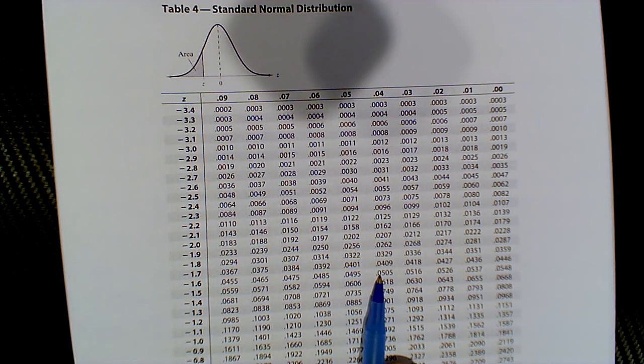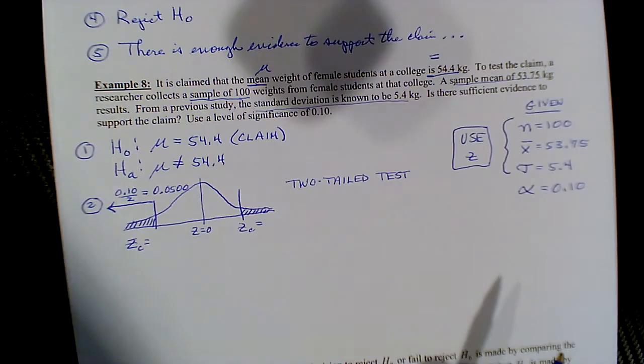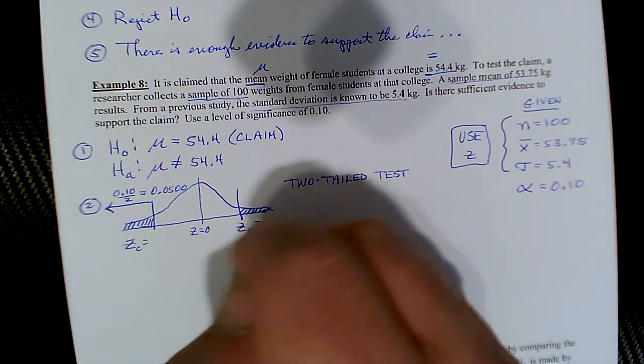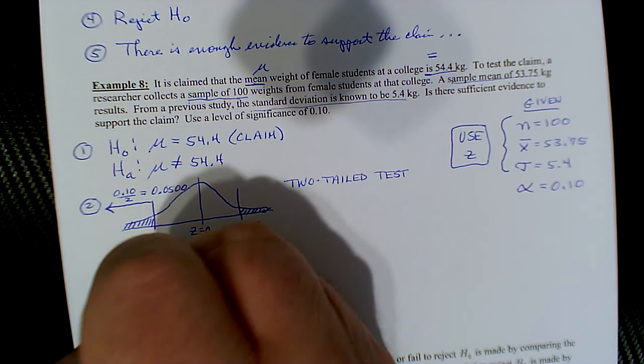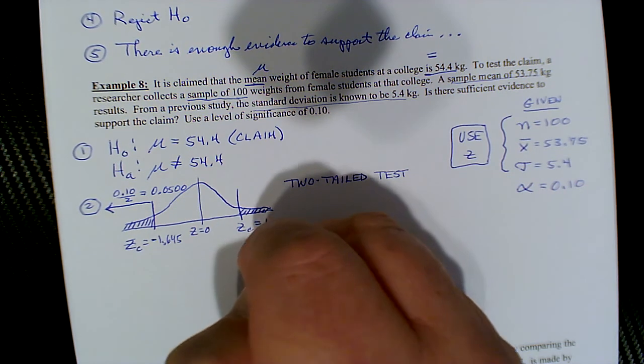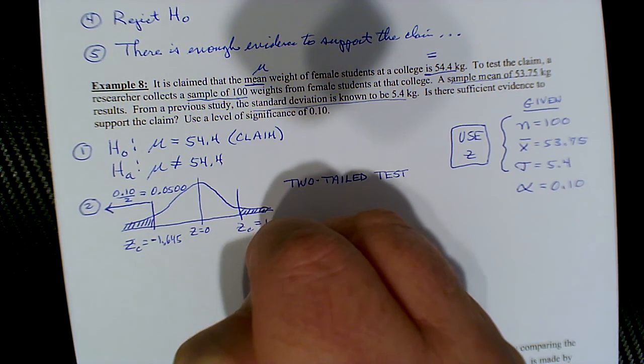So negative for the left and positive for the right. So you could say z sub c is plus or minus 1.645. And, you know, if you had to describe the intervals, you could, like we did earlier. Okay, then the test statistic.